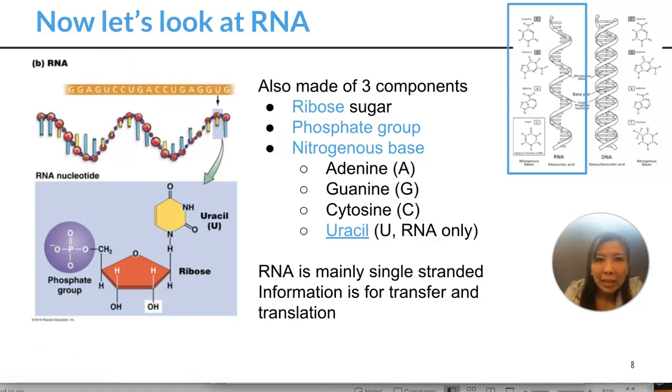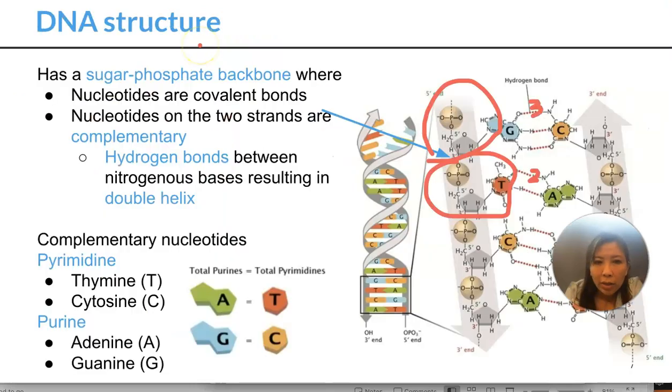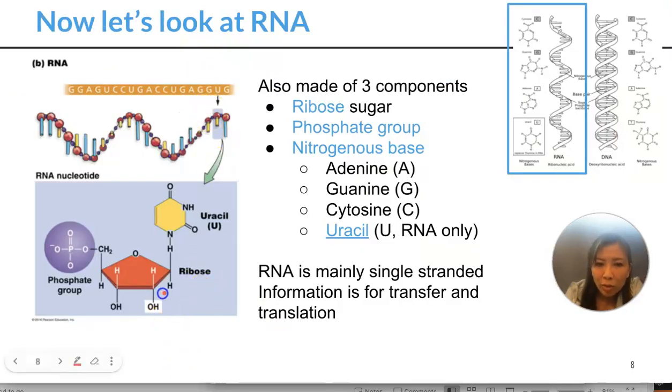So if you go back and look at DNA, this is a hydrogen right here, whereas in RNA it is a hydroxyl. What I want you to recognize is that DNA and RNA have two different sugars, either deoxyribose sugar or ribose sugar. They both have phosphate groups and almost the same nitrogenous bases, except for uracil. Instead of thymine that we see in DNA, we replace that with uracil.